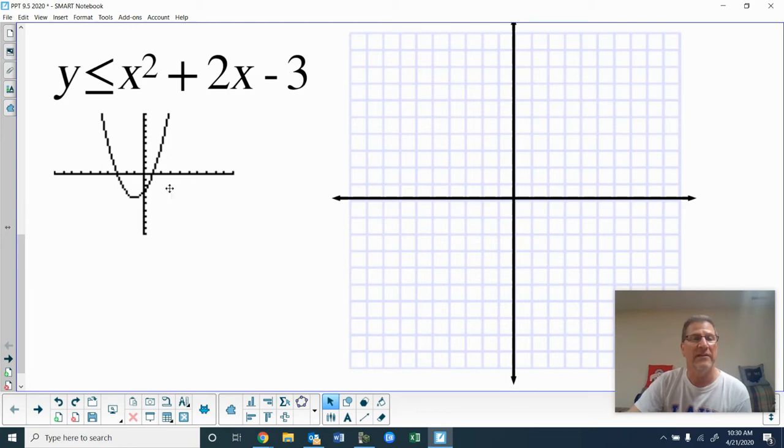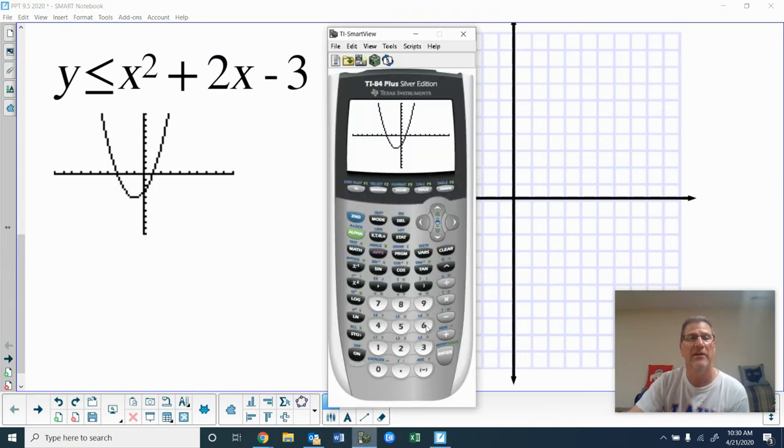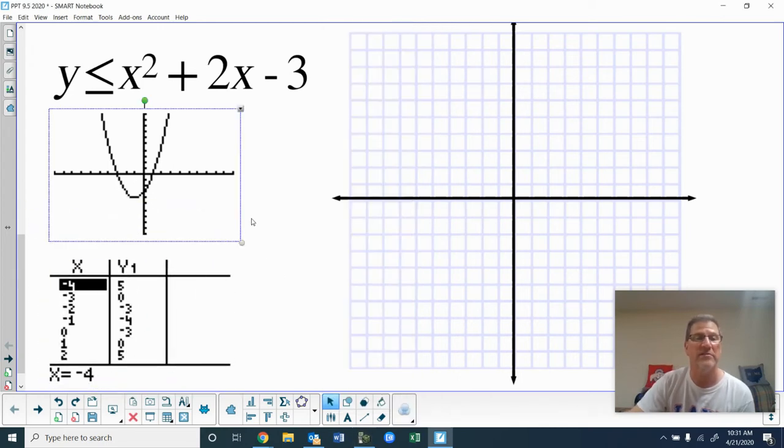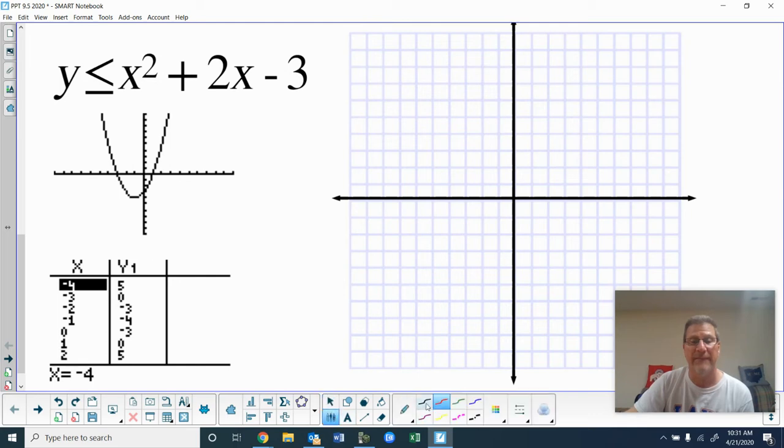And again, if you want to make it look like it should, what you should do in our calculator, excuse me, is hit second graph for table. We have a table of values there that we could use to help us plot some points. Okay, so let's plot some points. Let's just use green this time.